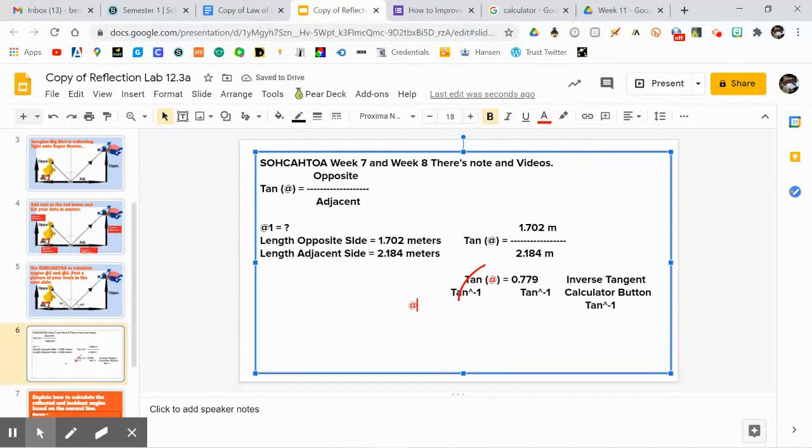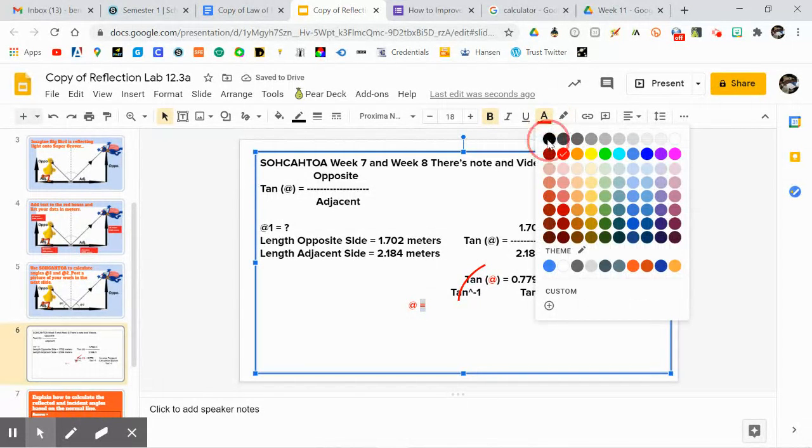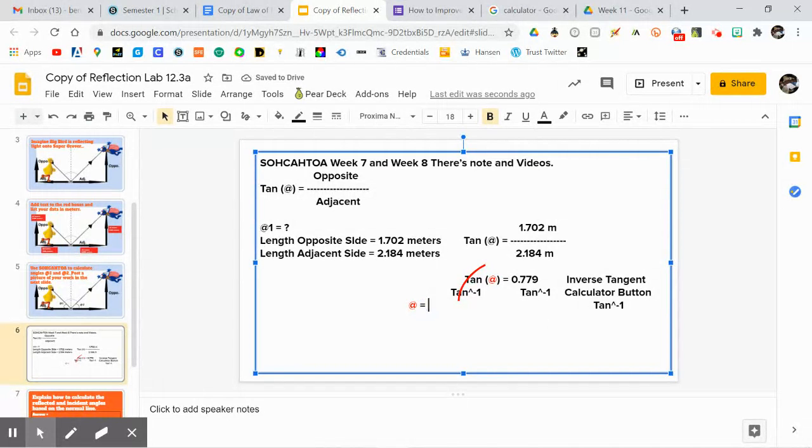Angle is equal to inverse tangent to the -1 of 0.779. So let me fix this really quick. Okay, that is what we have. That is what we want. Okay, that is what we want, everybody.